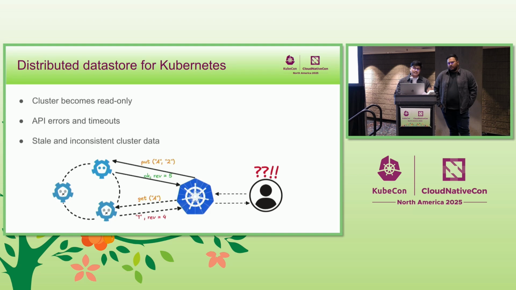When etcd stops working, the cluster becomes read-only. Any kind of requests for creating or updating won't go through. And any kind of API requests will also error out in that scenario. And even if it is able to get through, the data might not be updated across all the members of etcd, which will cause inconsistency in the data.